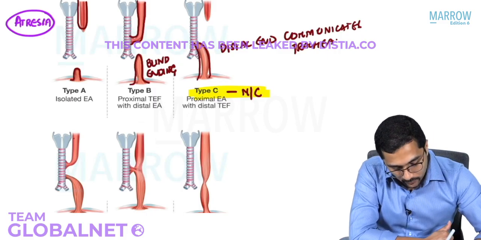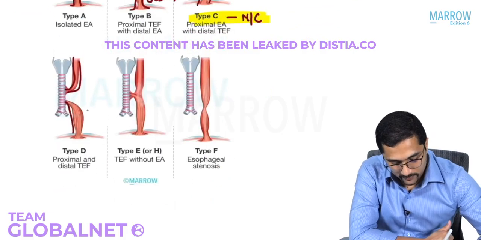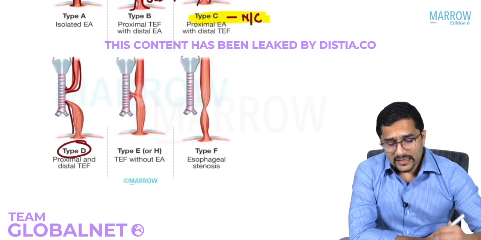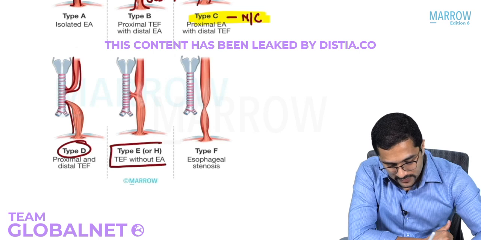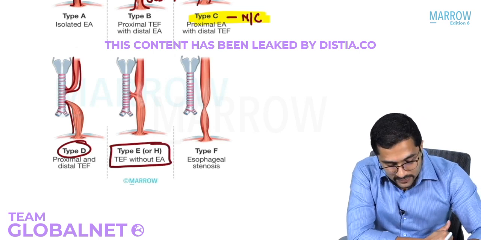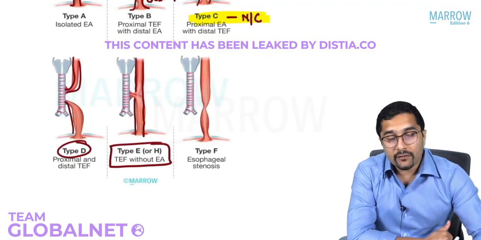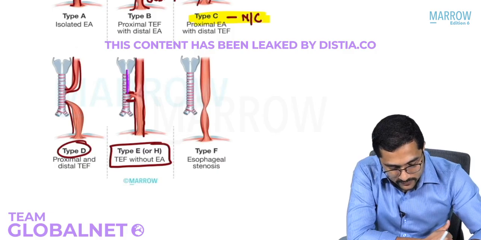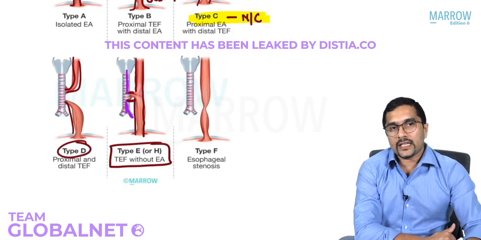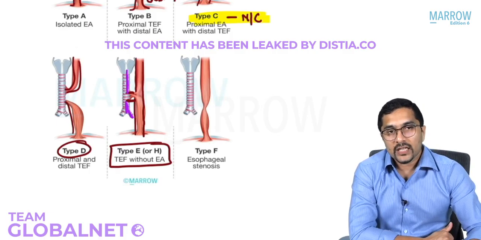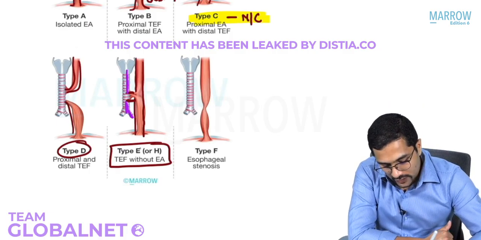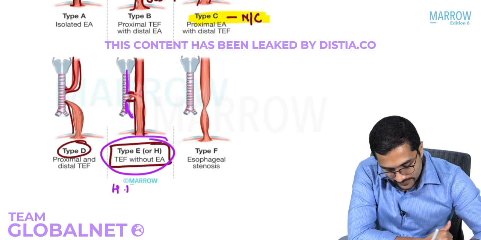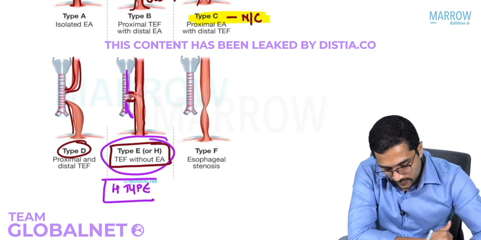Type D is when both the ends communicate with the trachea. That is type D. Both ends communicate with the trachea. Type E is also very important. This question has been asked in the exam. Type E is when the esophagus is patent. You have a patent esophagus, but you just have a fistulous communication with the trachea. And if you look at this orientation, this is also known as the H type. So where you have a fistulous communication, this is also known as H type of tracheoesophageal fistulas.